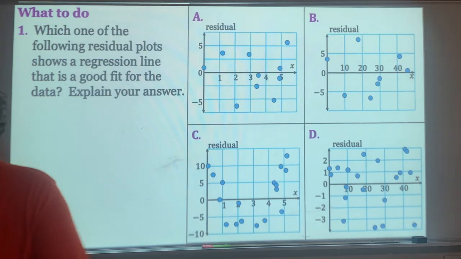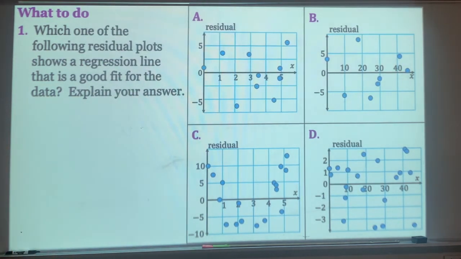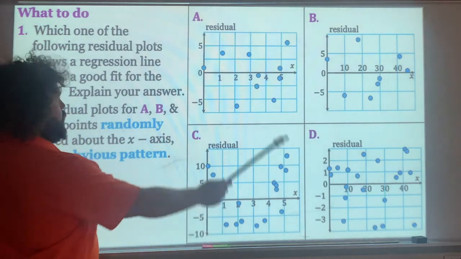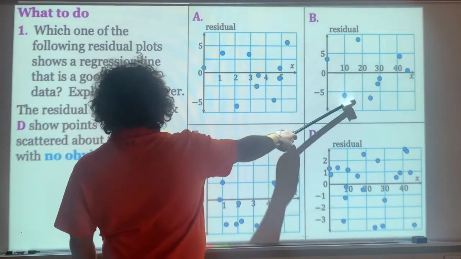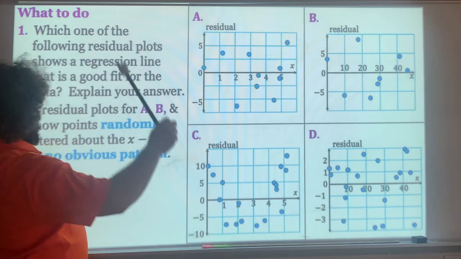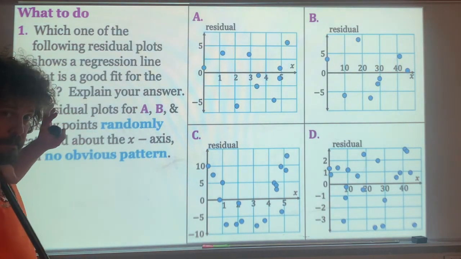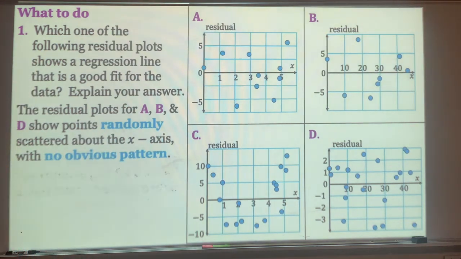Which of the following residual plots shows a regression line that is good for the data? Oh, this is just like the one we did before. Which one of those residual plots is a good one to have? You got your answer? All right, the answer is the residual plots for A, B, and D show points that are randomly scattered with no obvious pattern. Is that good or bad? Boom, that's good. So those are the good ones.